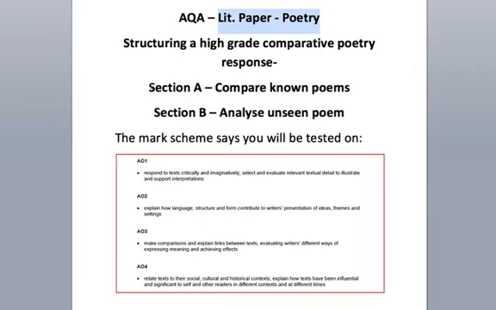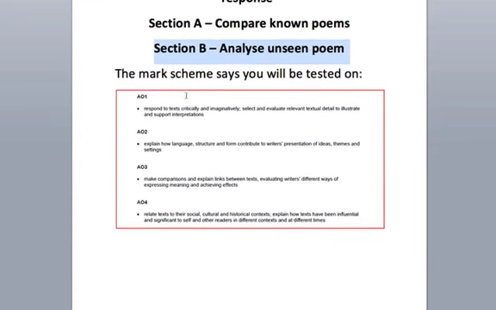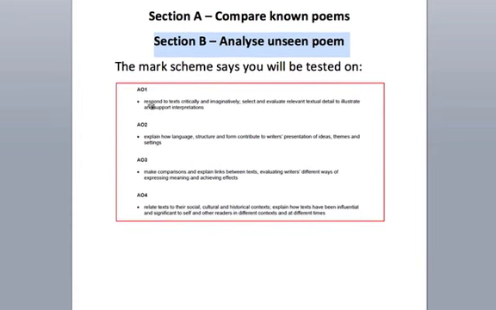So first off, the exam is going to be two sections. There's a section A where you compare known poems from the anthology, and section B where you analyse an unseen poem. Now, the first and most important thing we have to look at is the mark scheme that you're assessed on in English. We're going to ignore AO4, which is down here, because it's not actually going to be assessed at all.